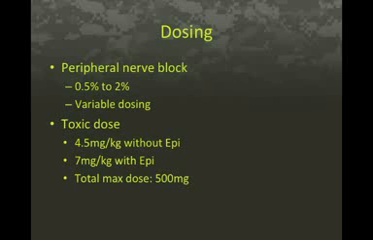The toxic dose of lidocaine is 4.5 milligrams per kilogram, or 7 milligrams per kilogram when combined with epinephrine. A max total dose should never exceed 500 milligrams.